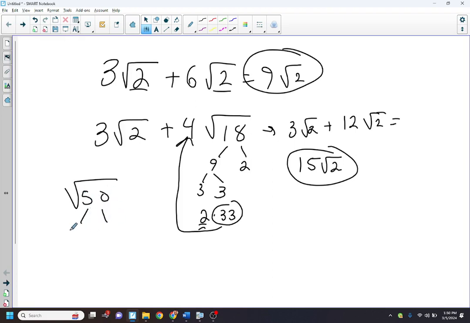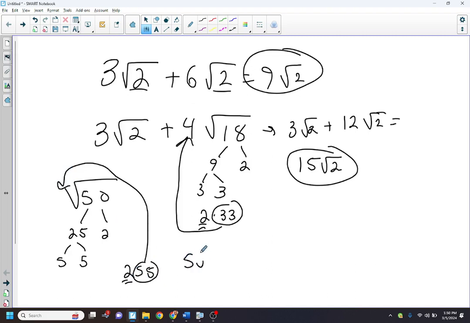Okay. So just remember, if you need to simplify a root, let's say 50, you got to break it down to small pieces, 25 and 2. So 5 and 5. So if I want to simplify this, I have 2, 5, and 5. I have a pair of 5s that goes to the front. A 2's left over. So 5 root 2.